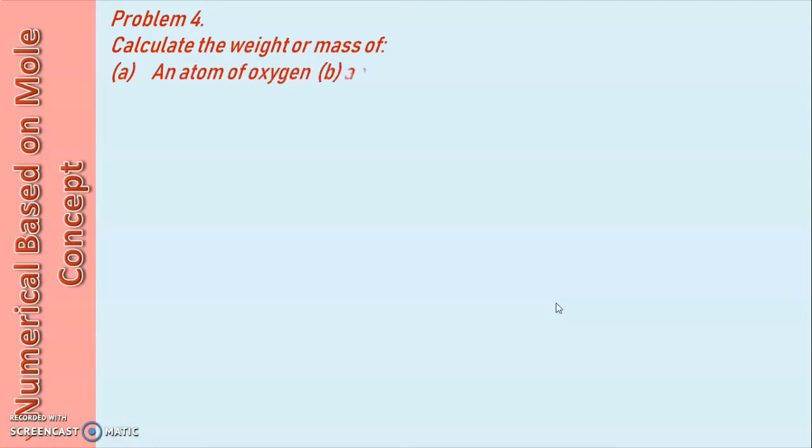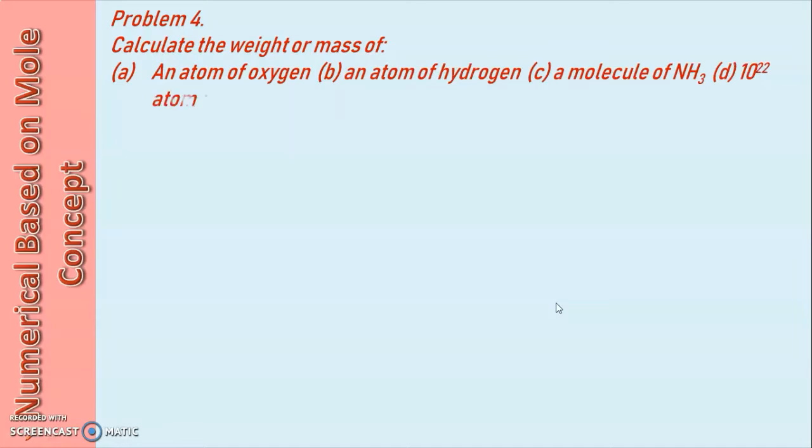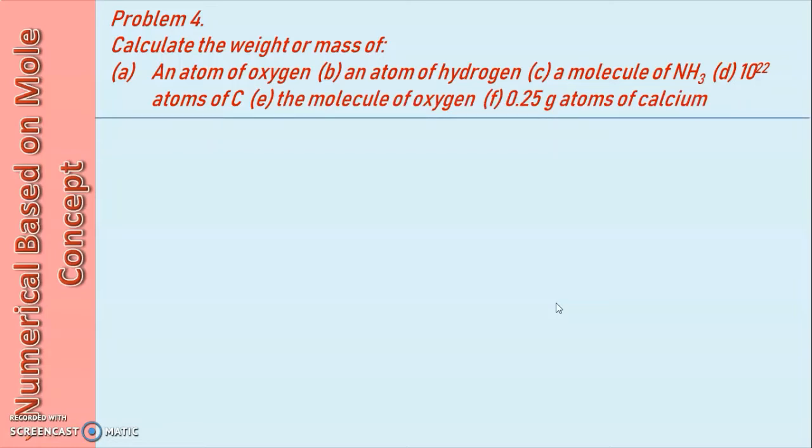Now let us come to our next problem, problem number 4. Calculate the weight or mass of an atom of oxygen, an atom of hydrogen, a molecule of ammonia, 10 to the power 22 atoms of carbon, the molecule of oxygen, 0.25 gram atoms of calcium. So children, here there are 6 bits. So one by one we are going to solve.